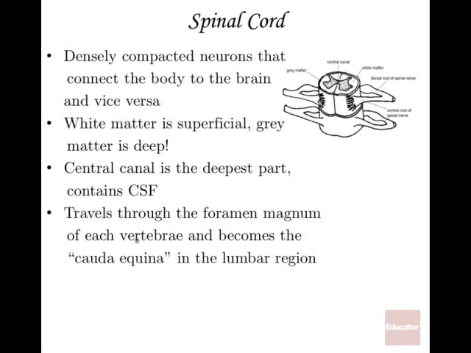The spinal cord, this particular part of the central nervous system, is how the brain is connected to the body, and how the body is connected to the brain. When we look at the white versus gray matter, it's actually flipped compared to the brain. Remember, in the brain, gray matter is superficial, white matter is deep. It's the opposite here. This is one of those horizontal or transverse cross sections, and you can see that along the superficial portion of it, it's very white, and the deepest part is gray.